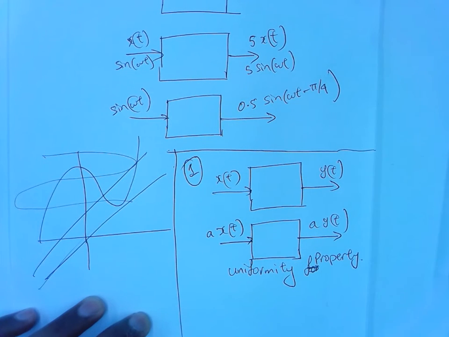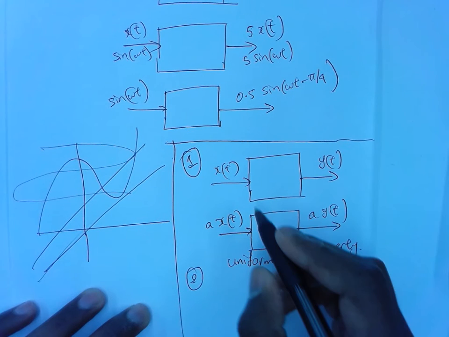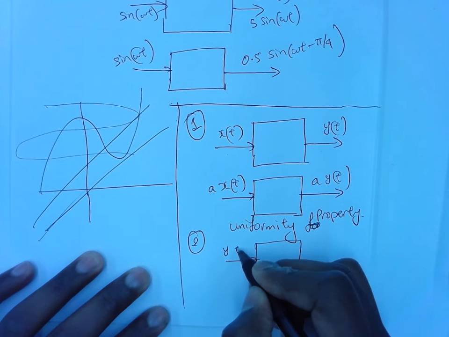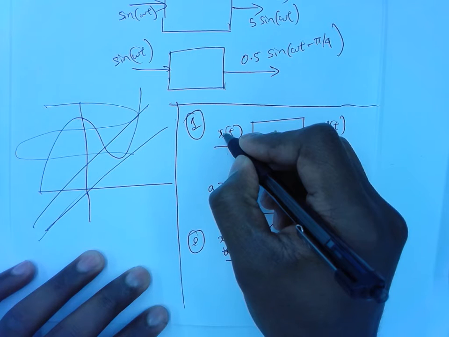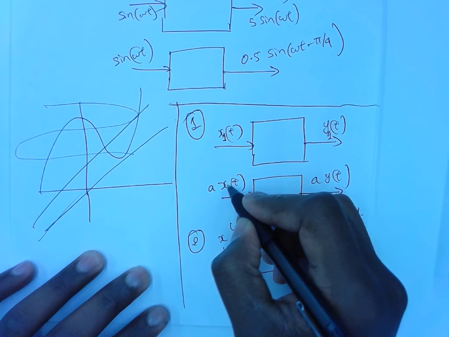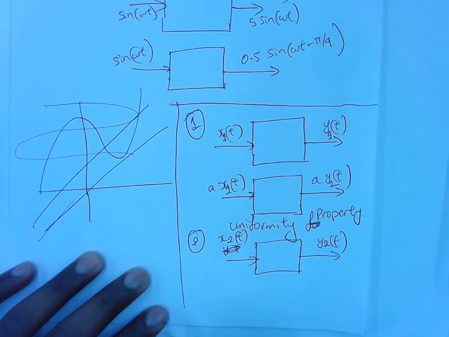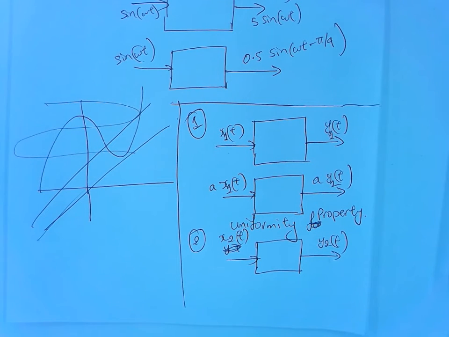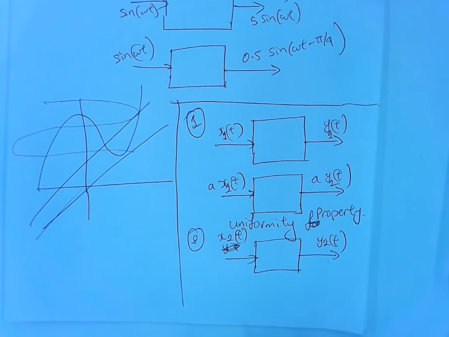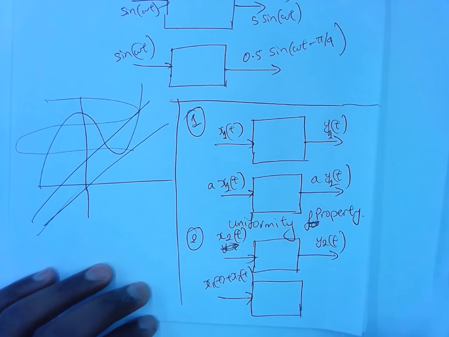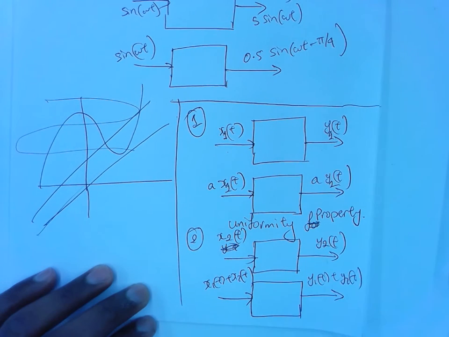In the second property, if I apply x1 of t, I see y1 of t. Then if I apply x2 of t, I see y2 of t. I grabbed one signal at a time, could be a sinusoid, cosine, triangular, whatever. I applied it and saw an output, then took another signal, applied it, and saw another output. Then in a third experiment, at the input I apply the sum of the signals. At the output, if this is a linear system, I should see y1 of t plus y2 of t. And x1 of t and x2 of t can be anything.